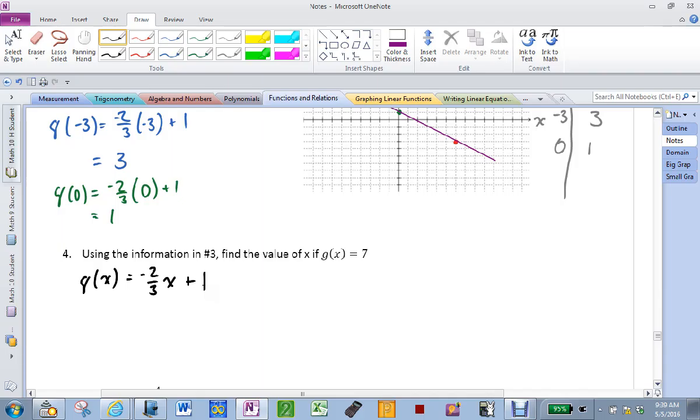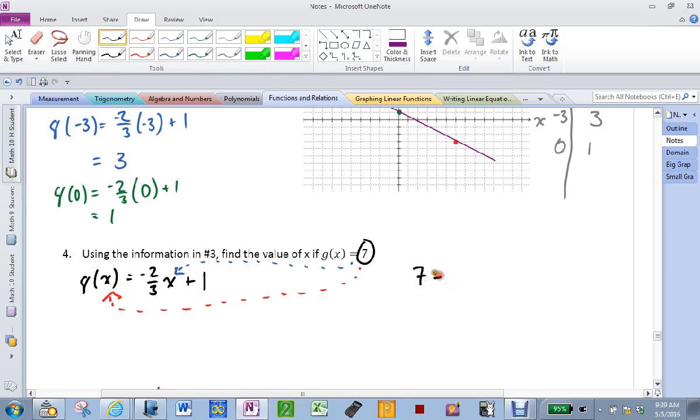Nadja? You need to find x this time. Do you know x? No. Do you know the g of x? So where does this 7 go? Does it go in for x? Or does it go in for g of x? G of x. So how do I rewrite this now?